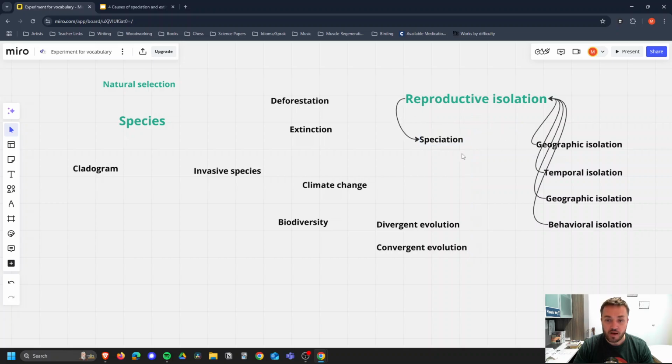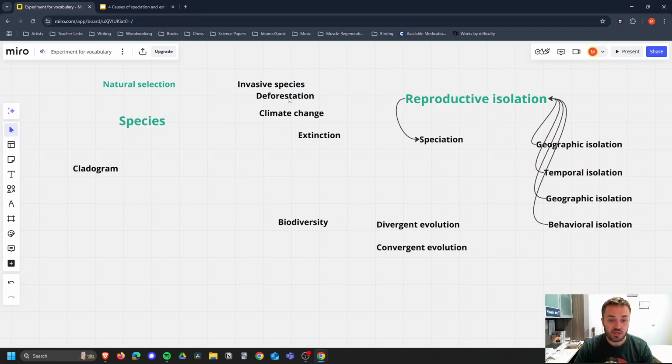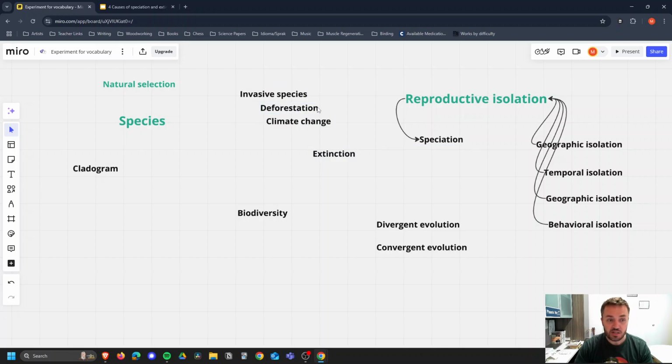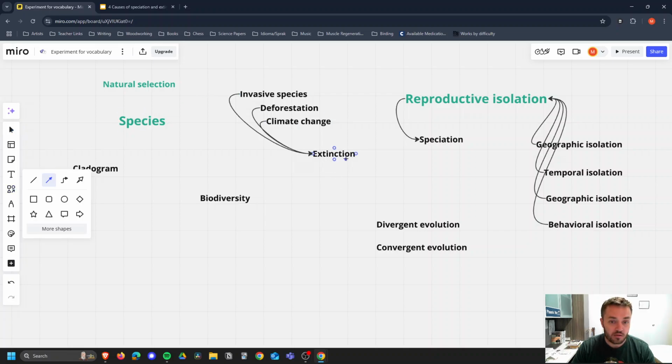Let's go ahead and talk a little bit about these concepts over here. So we have things like deforestation and climate change and invasive species. All of these things, if there's not enough diversity in a population, enough genetic diversity, can lead to extinction. So I'm going to quickly toss in some arrows here over to extinction, because all of these concepts lead to extinction if there is not enough genetic diversity to keep that species alive, which is one of the big things that we have, right? If they can survive, right, these things are all, let's say, enemies to biodiversity. Biodiversity helps protect against extinction.